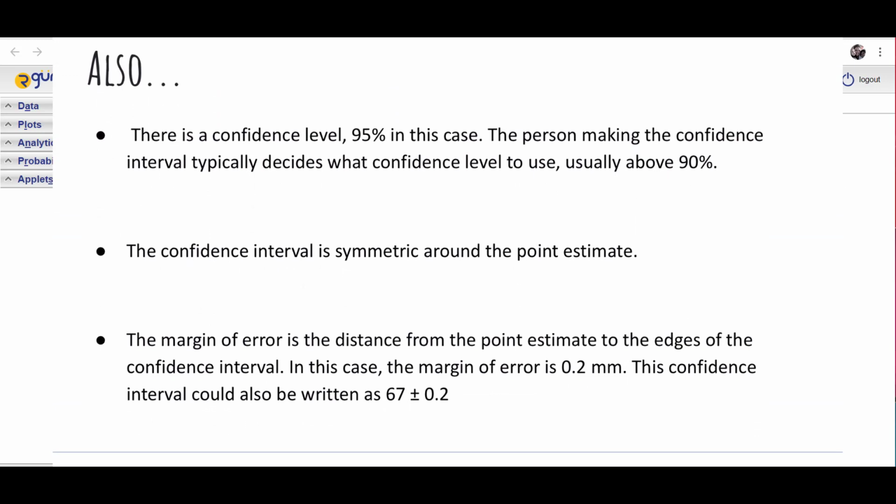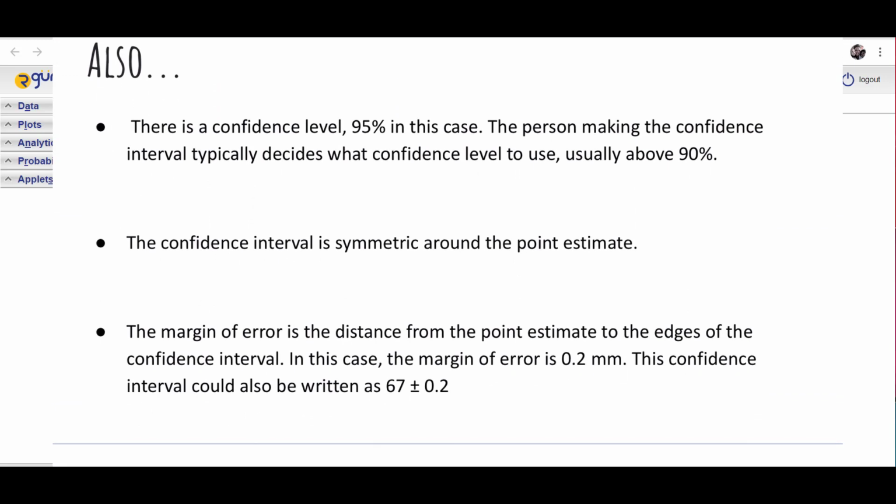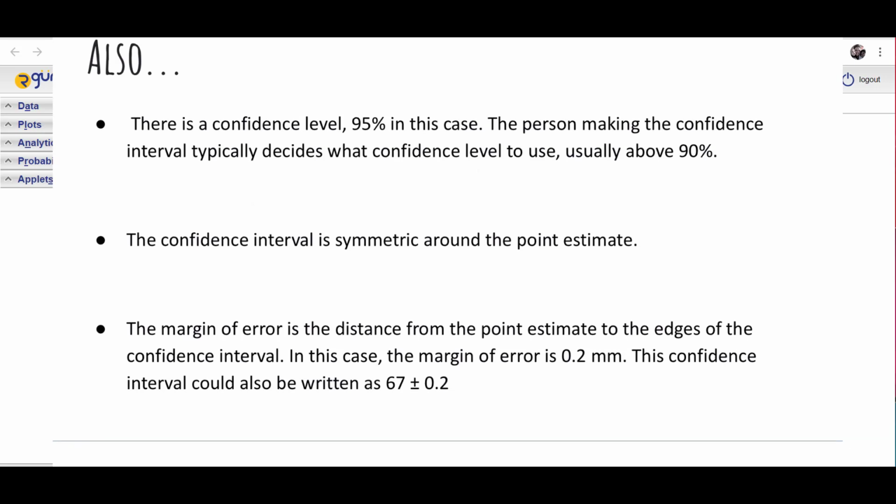I just mentioned the confidence level. There is always a confidence level that goes with a confidence interval; you can't just have a confidence interval. The person that is calculating the confidence interval typically decides what the confidence level is going to be, and it's usually, like I said, above 90%.